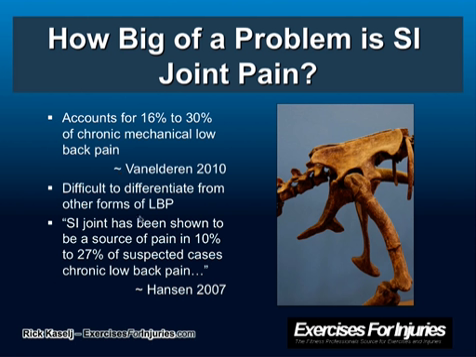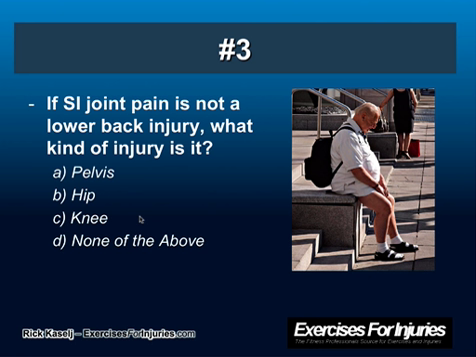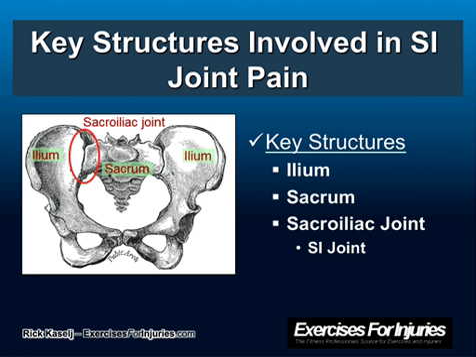Now moving on to question number 3, if SI joint pain is not a low back injury, what kind of injury is it? Pelvis, hip, knee, none of the above. It ends up being A. It ends up being a pelvis injury. So it ends up being right here, sacrum, ilium, part of the pelvis. So it ends up being more of a pelvis injury.